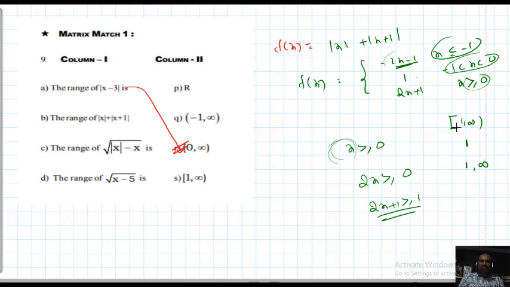Okay. Total is 1 to infinity, 1 to infinity. So, total is 1 to infinity. Not this, wait. This is 1 to infinity.